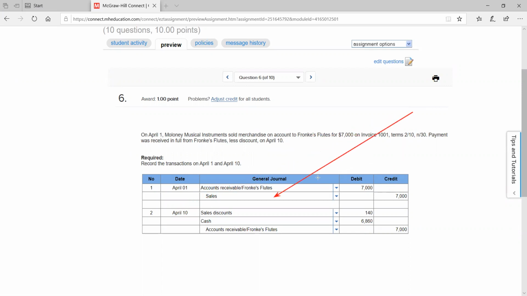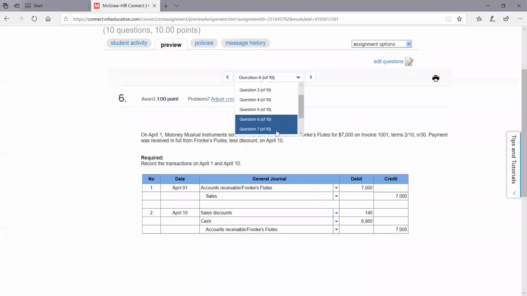So the 1st through the 10th, and what they do is they take 2% off of 7,000, which is 140. So we're going to debit this account called sales discounts. Remember, that's a contra revenue. And then the difference between the original sale and the discount is how much cash we get, which is 6,860, again, to make the debits equal to credits.